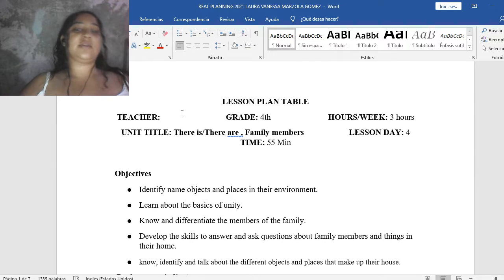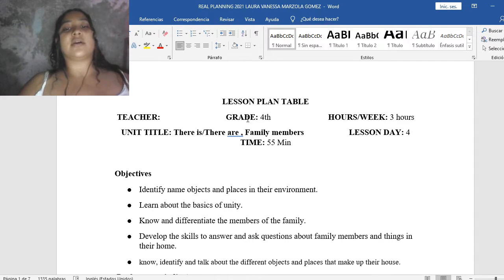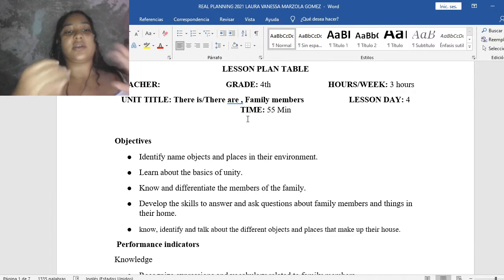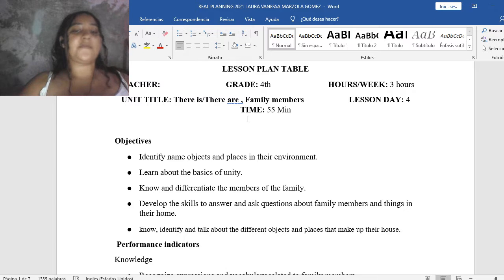The teacher is me, grade 4, three hours a week. The topic is family members. Lesson 24, time 55 minutes. The objective is that the students identify the names of objects and places in the environment and learn the basics of the unit. It's important that the students learn the basics of the unit.